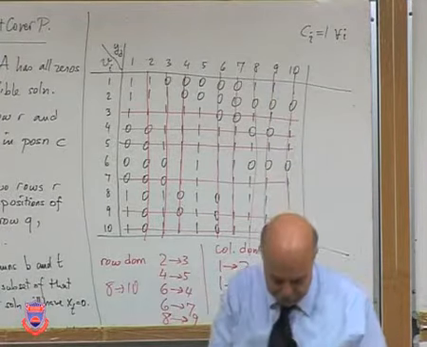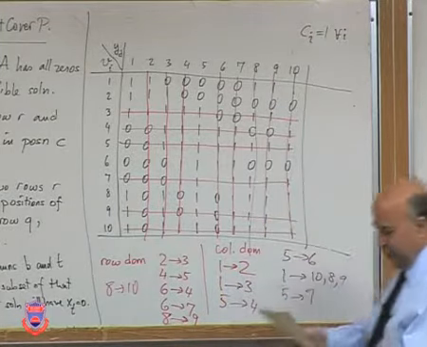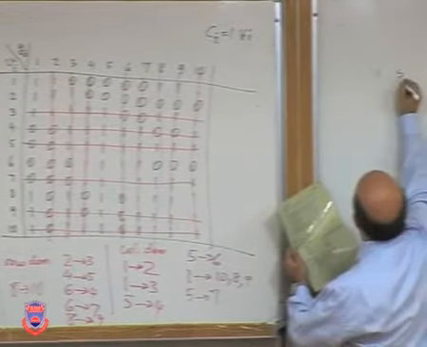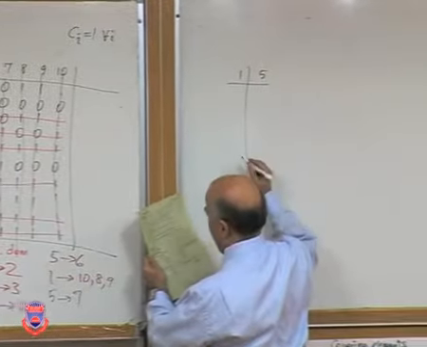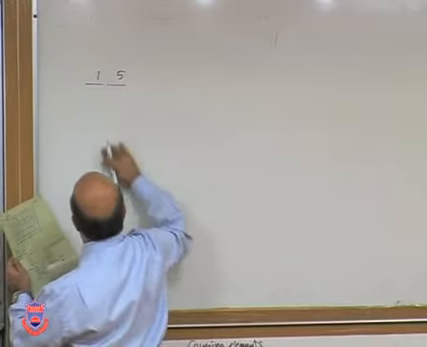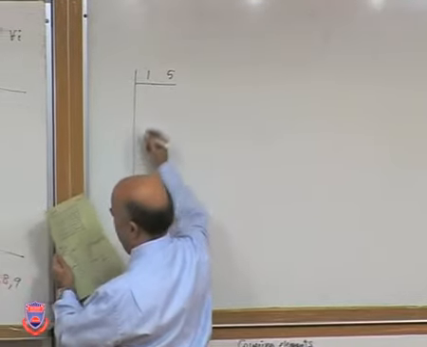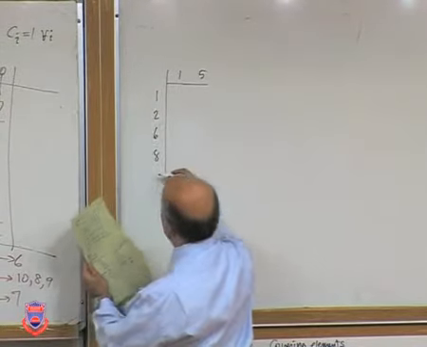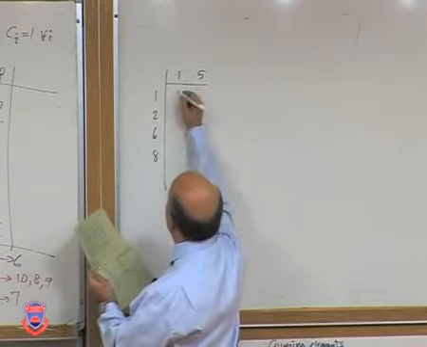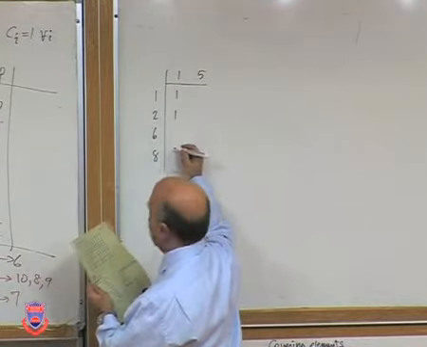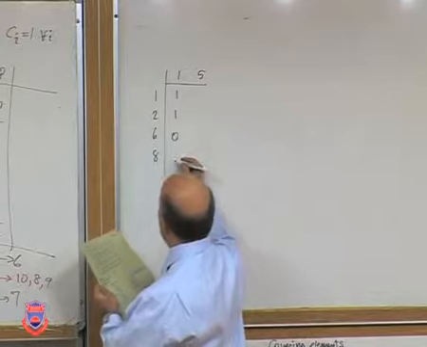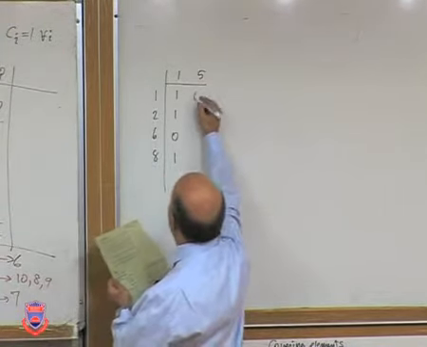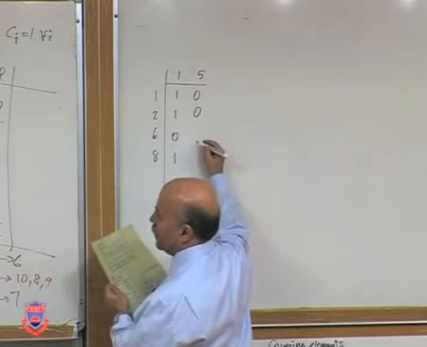So we have a rather small matrix left. Let me see. We have 1 and 5 surviving. And we have 1, 2, 6, 8. Where is 5? 0, 0, 1, 1.